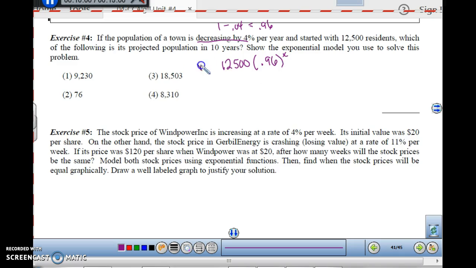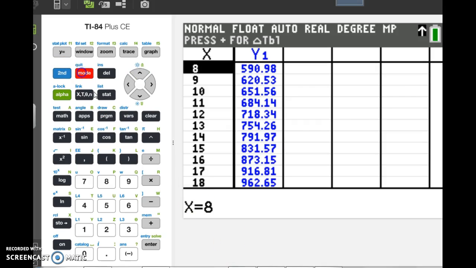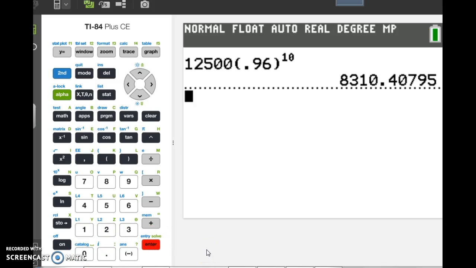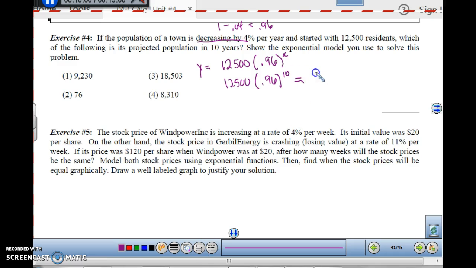So whatever x would be, I'll do a y equals. All right, so which of the following is its predicted population in 10 years? Well, x would be 10. So it would be 12,500 times 0.96 multiplied 10 times. And if you multiply that out, 12,500 times 0.96 raised to the 10th power, you'd have approximately 8,310 people in the town. So that would be number 4.